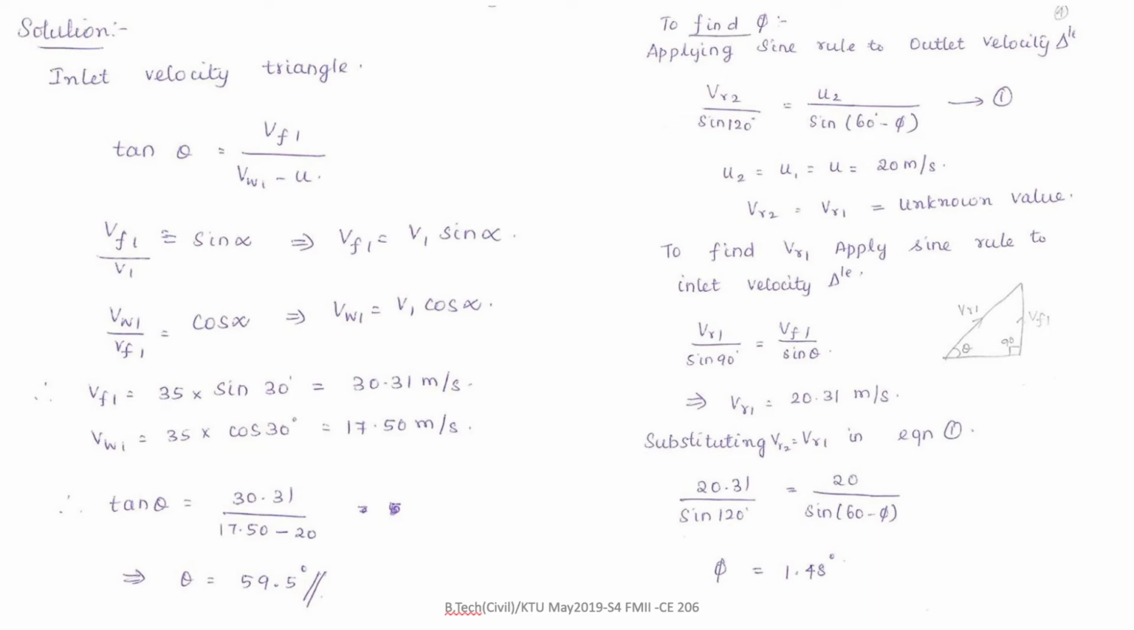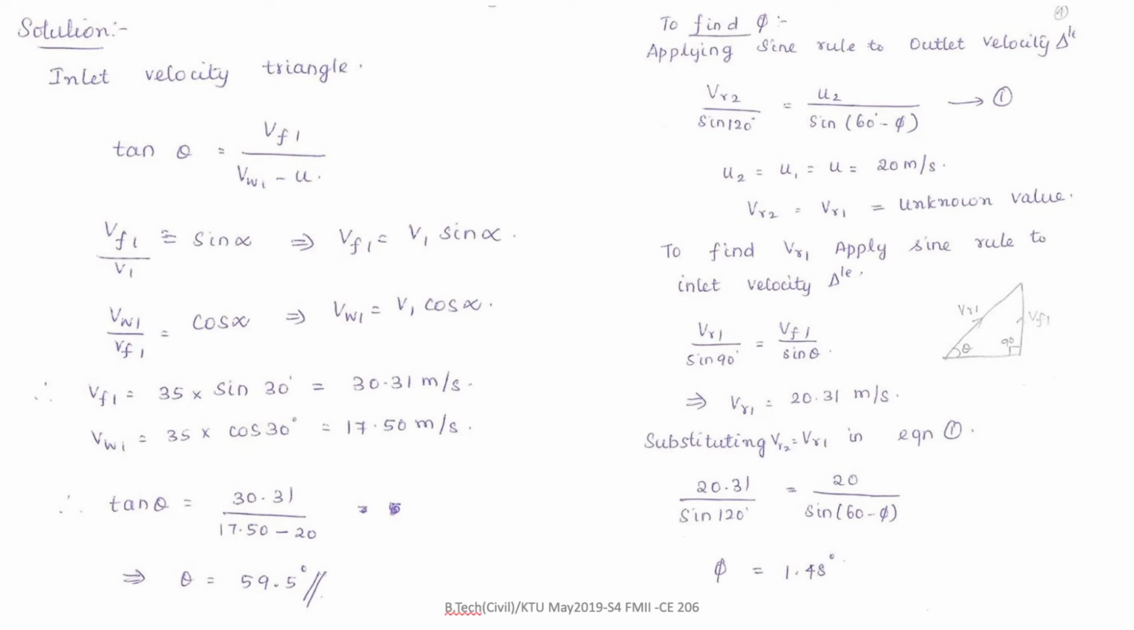So write down the sine rule for the outlet velocity triangle. How can we write it? VR2 divided by sine of (180 degrees minus beta) is equal to U2 divided by sine of (60 minus phi), is equal to V2 divided by sine phi. Here you can equate any two terms to find the phi value. Here we are going to use VR2 divided by sine 120 degrees.